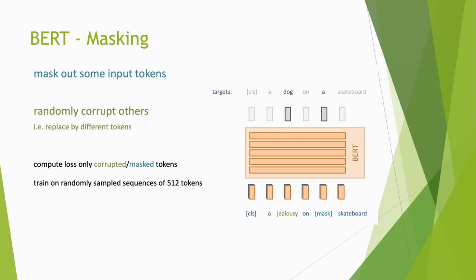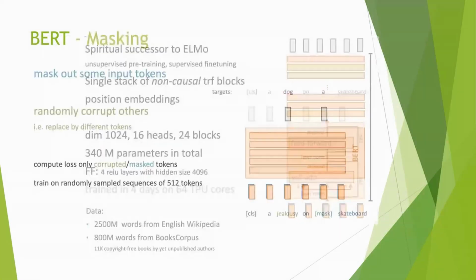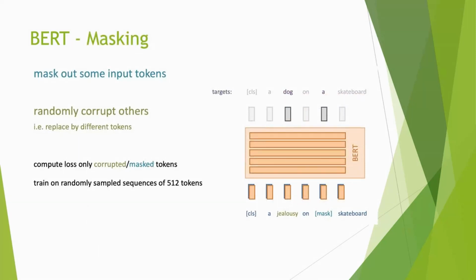So, masking. A lot of people might find it difficult to find data to train, so we call it self-supervised training. We have a sentence, a dog on a skateboard. In order to get a labeled data set, we take the word dog and replace it with the word jealousy, as you can see down here. The word jealousy is a wrong word.